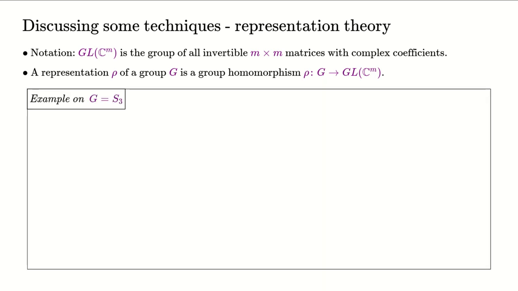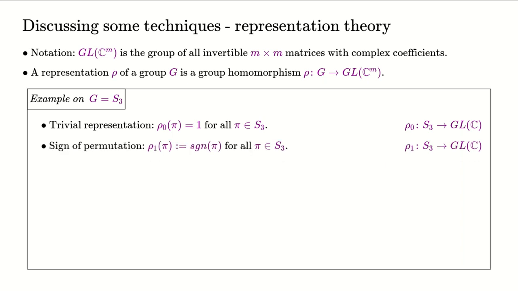We will not go into details about group theory, but we will instead focus and discuss representation theory on our previously considered non-abelian group S3. One trivial representation is given by a map which maps every permutation to 1. Observe that the codomain here are invertible 1 by 1 matrices. Another representation is given by the sign of a permutation. Once again, the codomain are one-dimensional matrices.